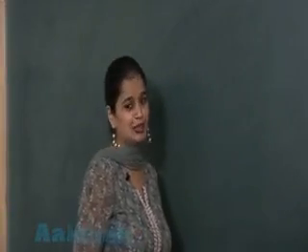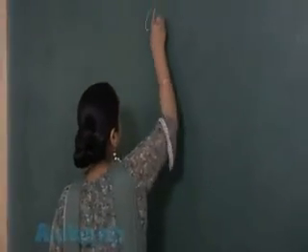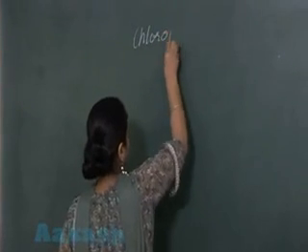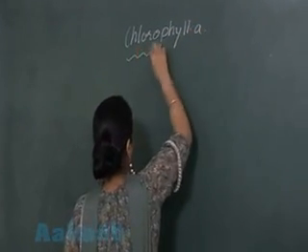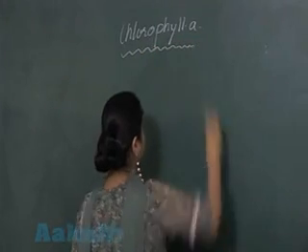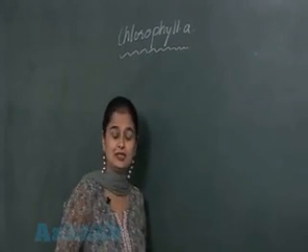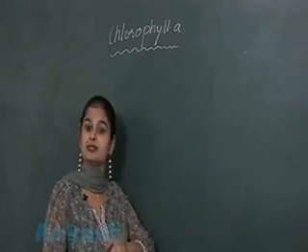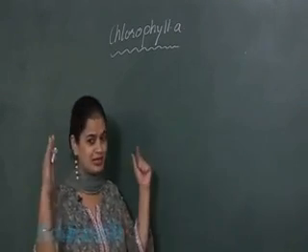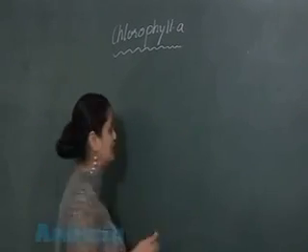So now let's start with chlorophyll A. Chlorophyll A is the universal photosynthetic pigment. It is present in all the green plants. That's why it is known as the universal pigment.